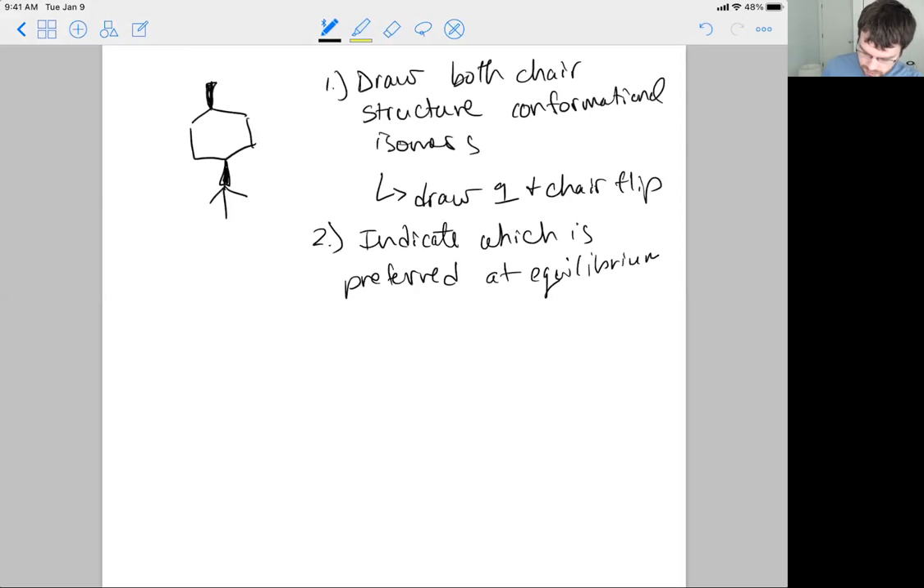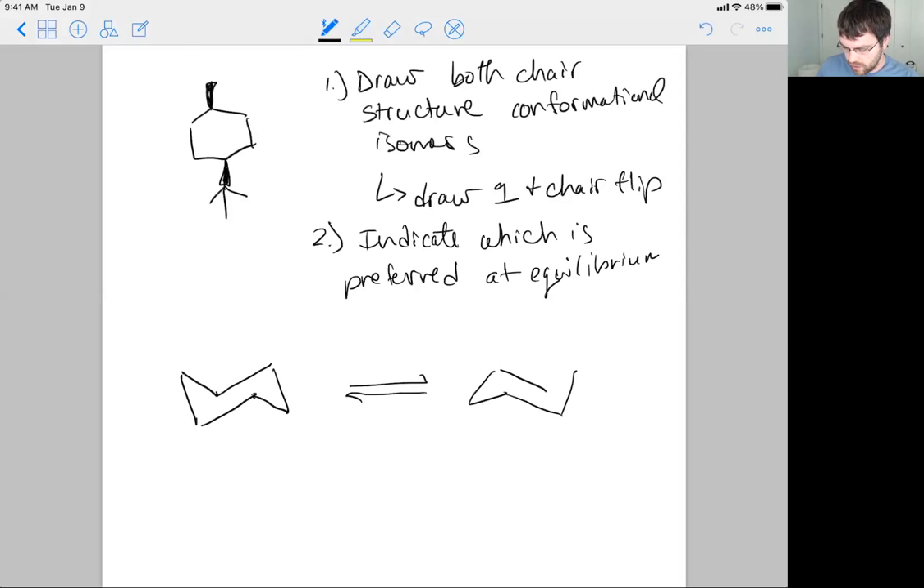Okay, let's do this. So I'm going to first draw a chair structure that I like. Okay, that passes the sniff test in terms of a high enough quality chair structure to roll with. Maybe you even want to just go ahead and draw your equilibrium arrows and show the chair flipped structure. Okay, now we're going to add groups.